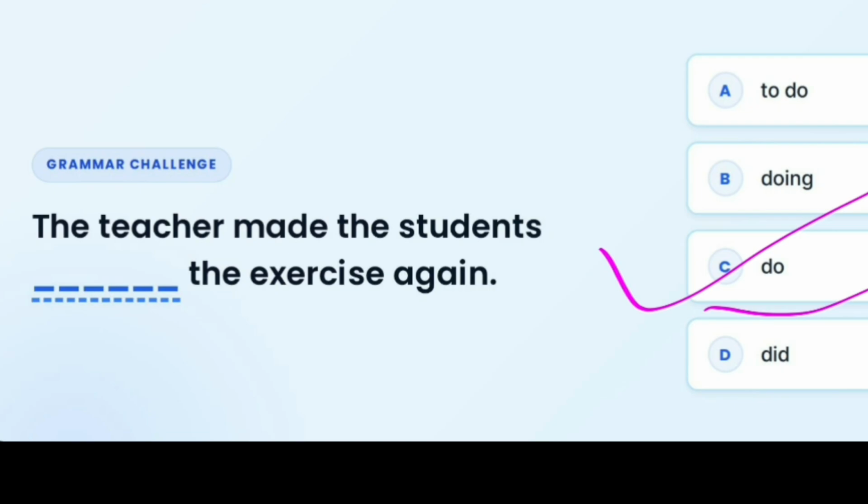Okay, let us try to explain briefly. The causative verb make is followed by an object and a bare infinitive verb without to. For this reason, choice C is the correct answer.